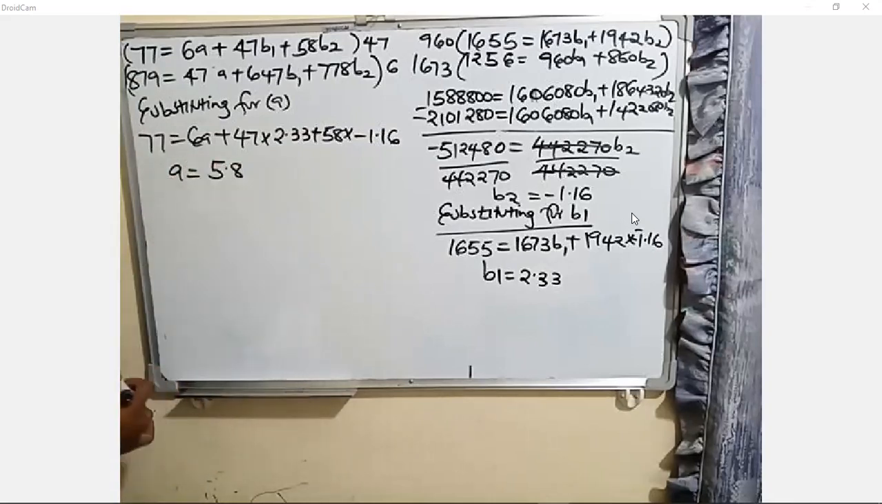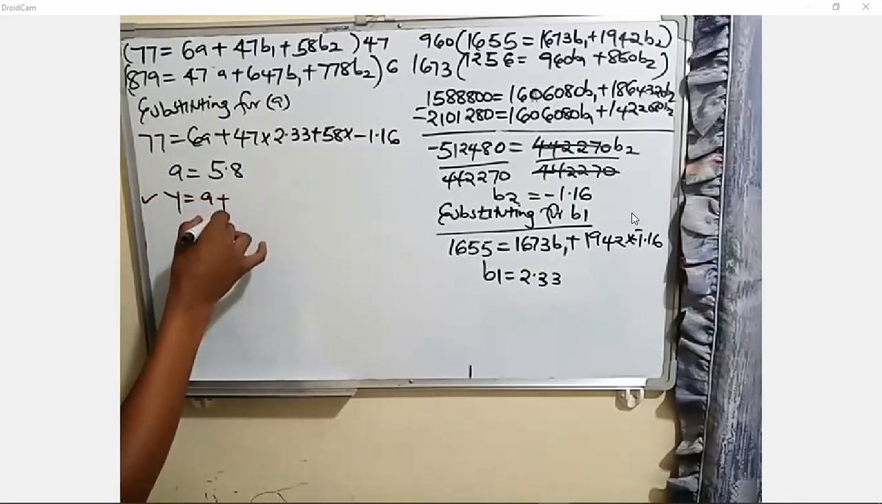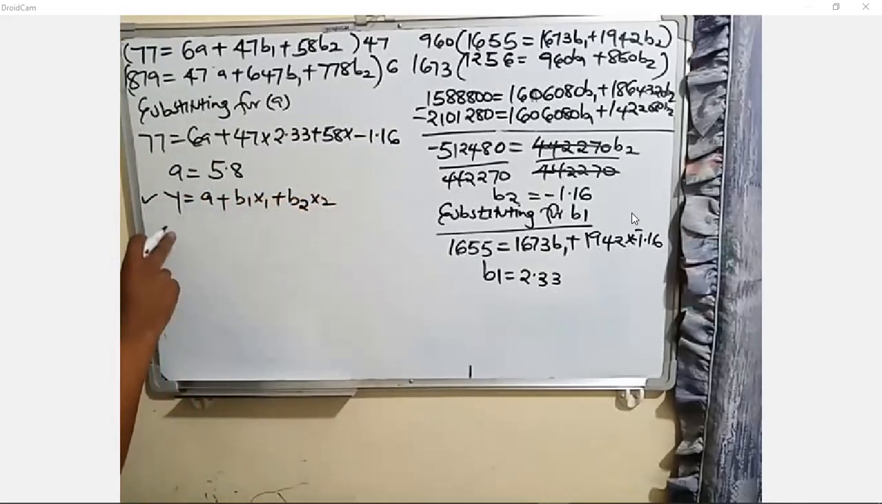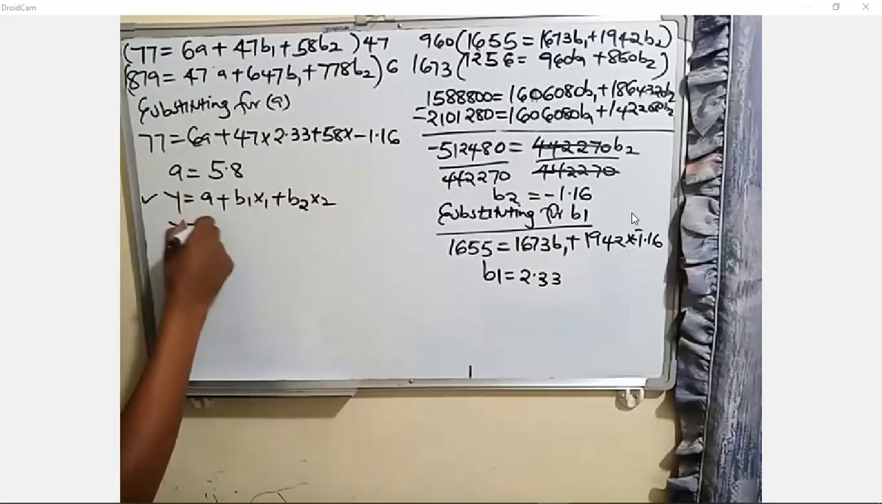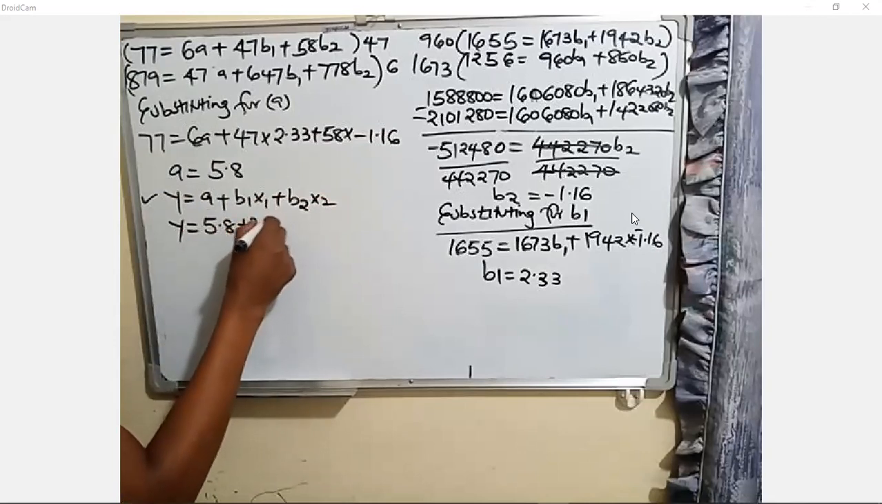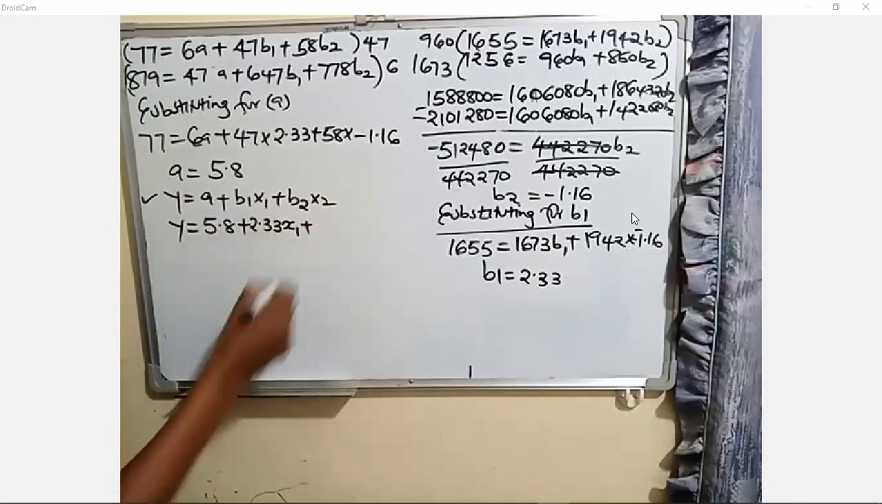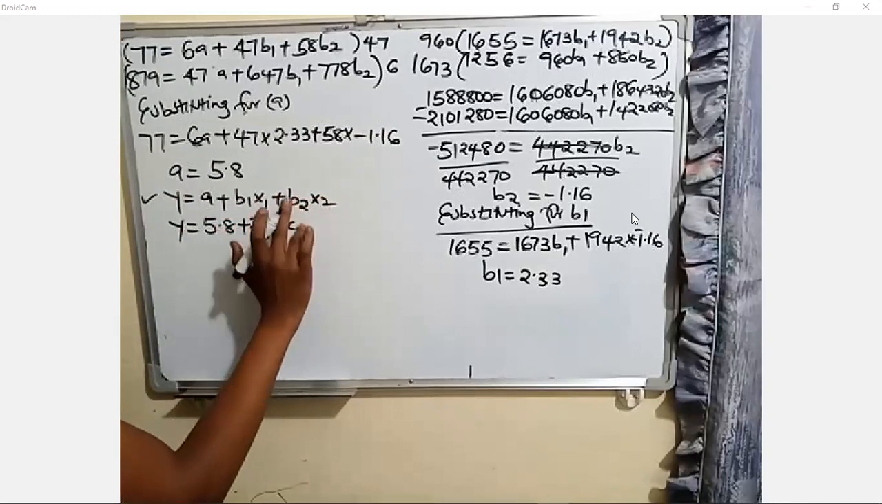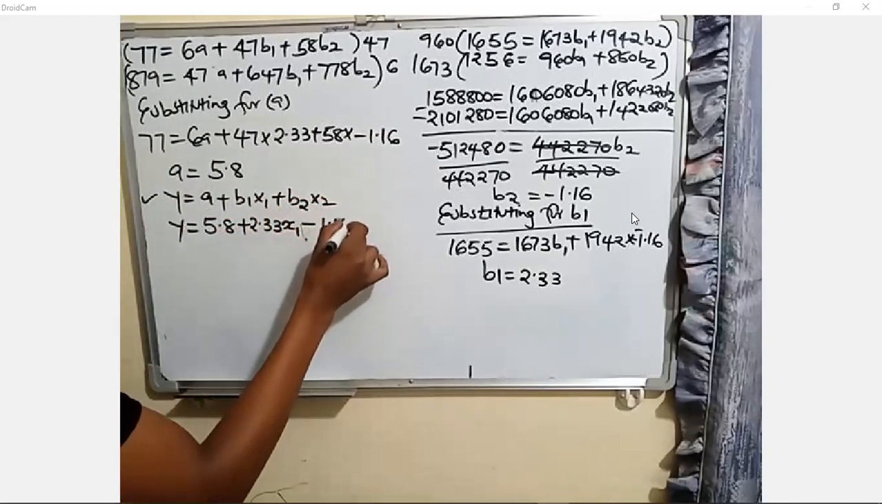Yep. Thank you. So remember, the requirement was to formulate our multiple regression equation. In this case, our multiple regression equation will look like this: y equals A plus B1x1 plus B2x2. So we take our constant A, which is 5.8, B1, which we have gotten as 2.33, x1, plus our B2, which was negative 1.16 x2.